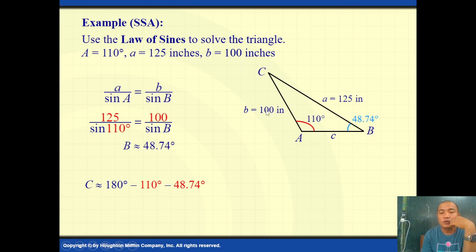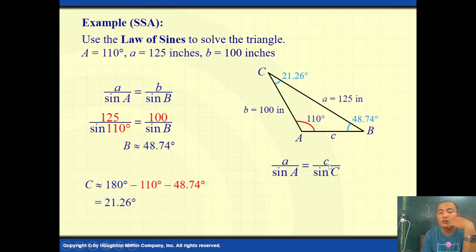So to solve for angle C, we just subtract 180 minus 110 minus 48.74. That is angle C, 21.26 degrees. So all the three angles are solved. Ito na lang, side C.